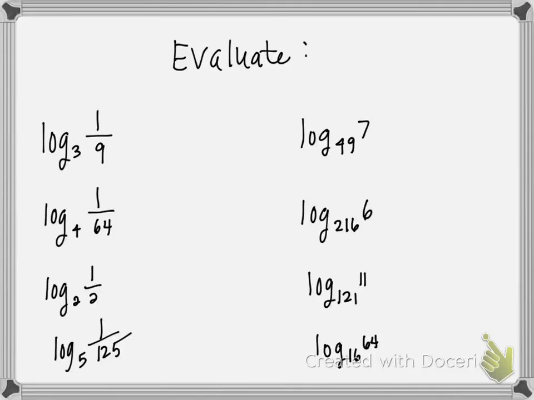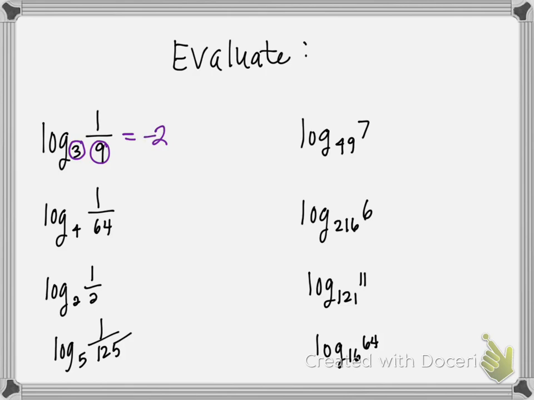For this example, we're going to be evaluating these 8 different log expressions. So for the first one, log base 3 of 1/9 is really asking 3 to what power gives you 1/9. So don't be worried about the fraction, just focus on the 3 and the 9. So 3 to what power gives you a 9? That would be 3 to the second power. But because the 9 is in the denominator, you need to add a negative to your answer, and here's why.